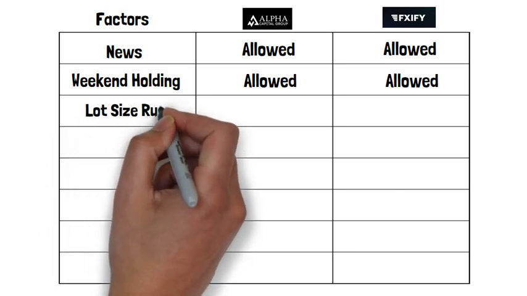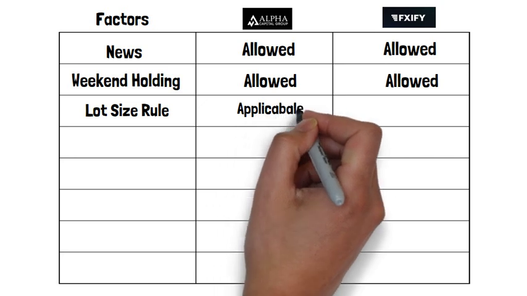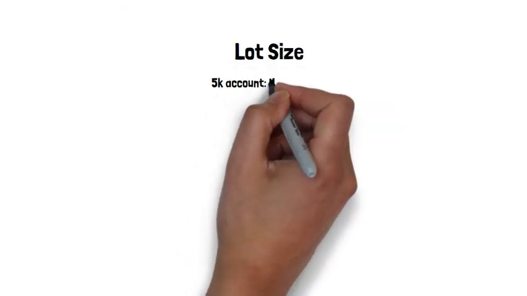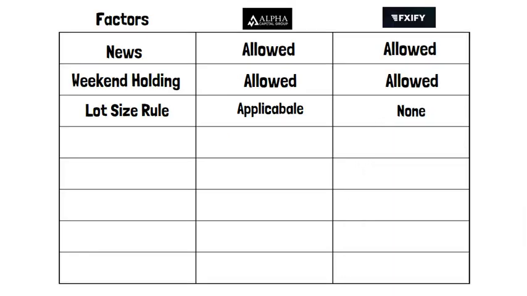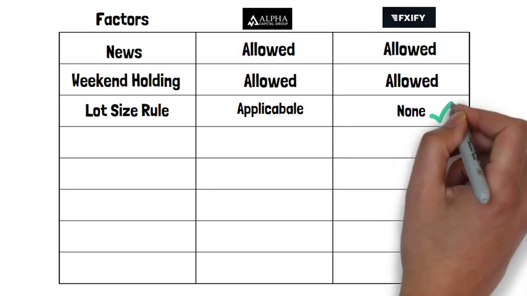Now coming to the lot size rule, in case of Alpha Capital Group, they have a lot size rule which you can see on the screen. This is the maximum lot that you can open in a single time. And in case of FXify, there is no maximum lot size rule. So that's why in this case, FXify is more flexible when it comes to lot size rule. That's why I'll give FXify a green signal out here.